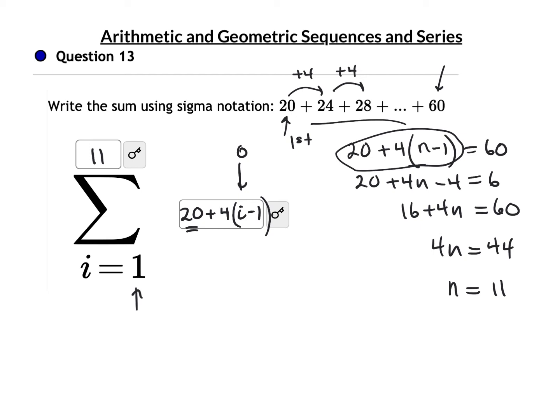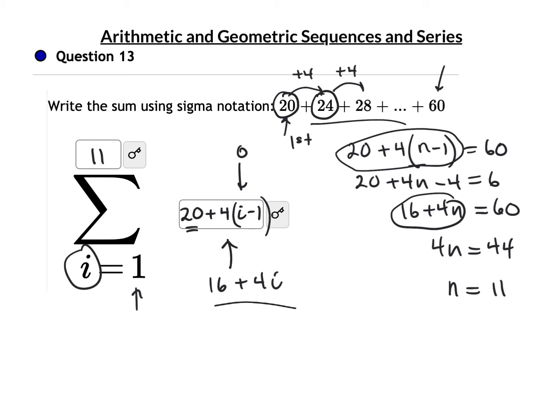Notice how I could also simplify this, and this would have worked too. This would simplify to 16 plus 4i, because we're plugging in i, not n. You can see how this would work. If I plugged in i as 1, 16 plus 4 times 1 is 20. 16 plus 4 times 2 is 16 plus 8, that's 24. 16 plus 4 times 3 is 16 plus 12, which is 28. Either one of these will work fine in WAMAP.